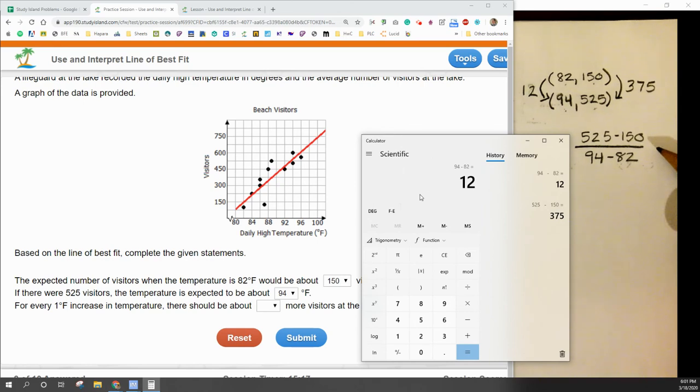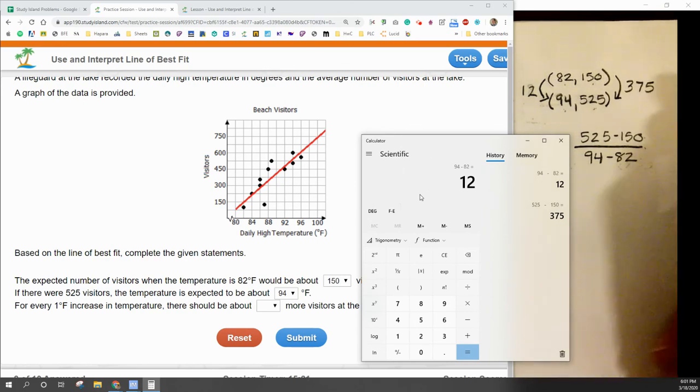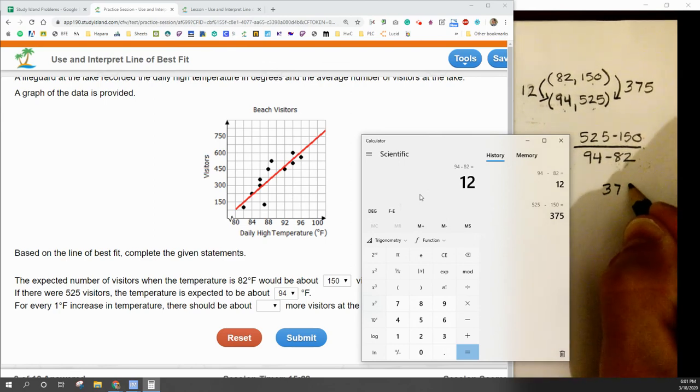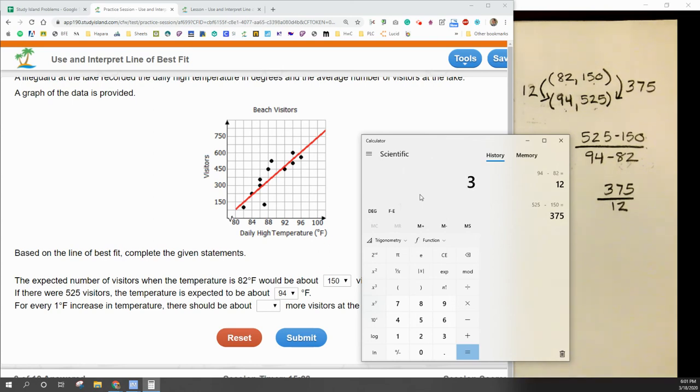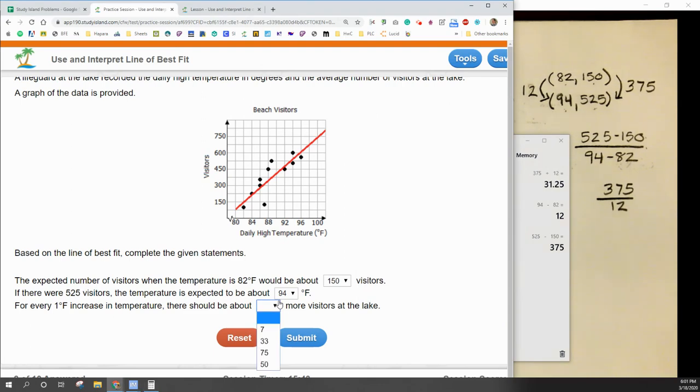Your slope is the change in the y values divided by the change in the x values. So your slope is 375 divided by 12. If you divide 375 by 12, you get the simplified version, which is 31.25. So for every increase of 1 degree, we get 31.25 more visitors. Down here, that's about how much? 33 is the closest we get.